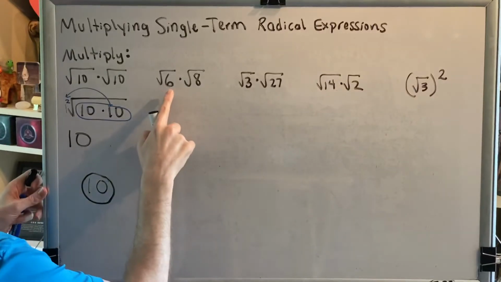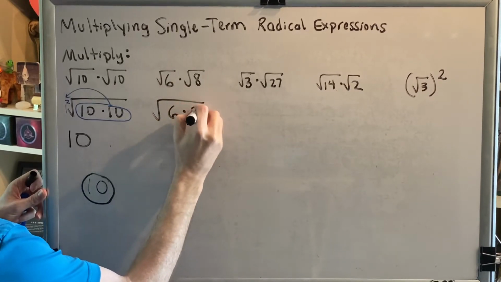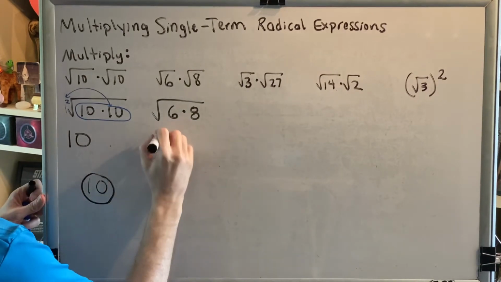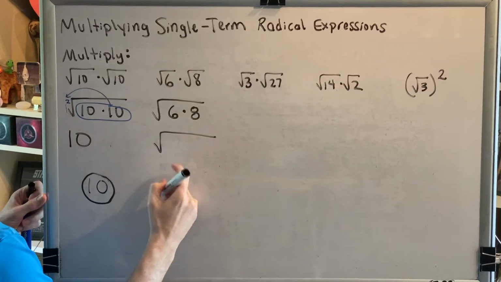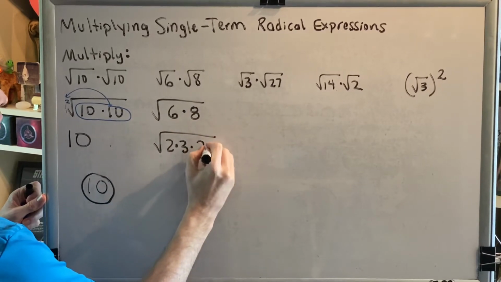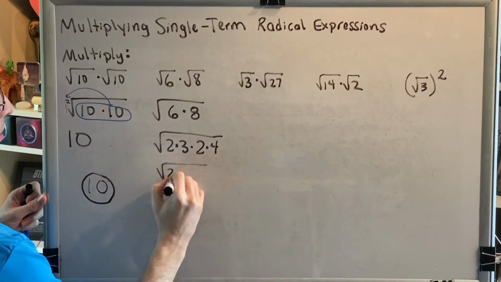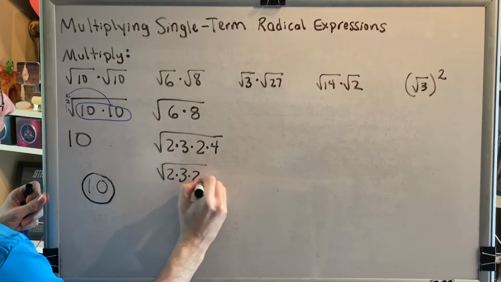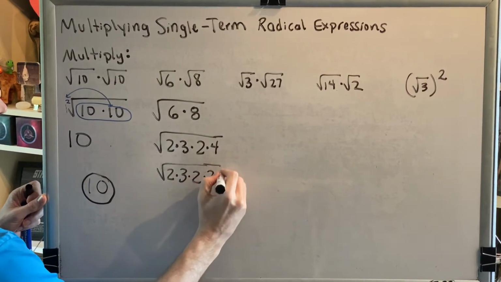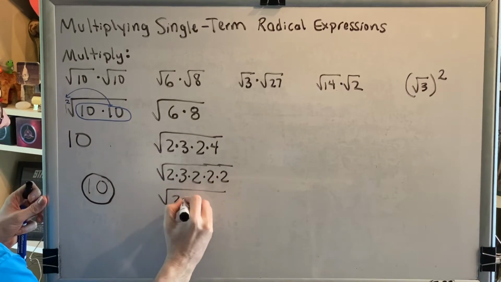Okay, next problem. 6 is non-negative, 8 is non-negative, so we can combine the two radicals into one like this, 6 times 8. But we're not going to write 48. Instead, we're going to break these down smaller. 6 is 2 times 3, 8 is 2 times 4, and that 4 itself can be rewritten. Notice that I'm going to keep everything else the same. I'm just going to change the 4. 4 is 2 times 2. If I want, I can rearrange these so that all the 2's are together.